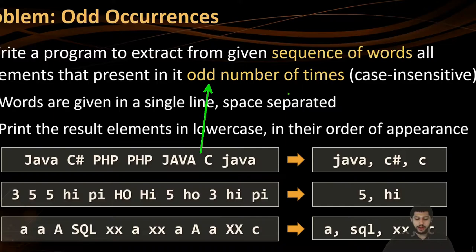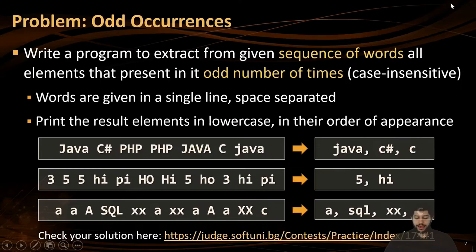What does this mean? Case insensitive means that it doesn't really matter whether the word is uppercase or lowercase. In this example, you see that we have Java with J capital, C sharp, both capital, PHP, PHP, both capital, Java capital, all caps, C capital, and Java. Now, the thing is that we have as an output Java, C sharp, C. We need to print the result of elements in lowercase, in their order of appearance.